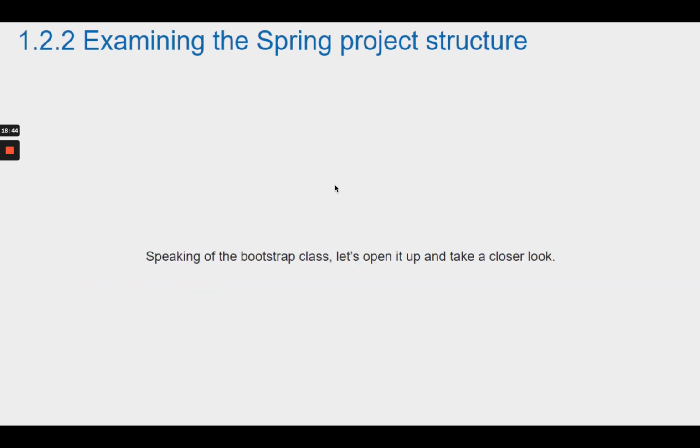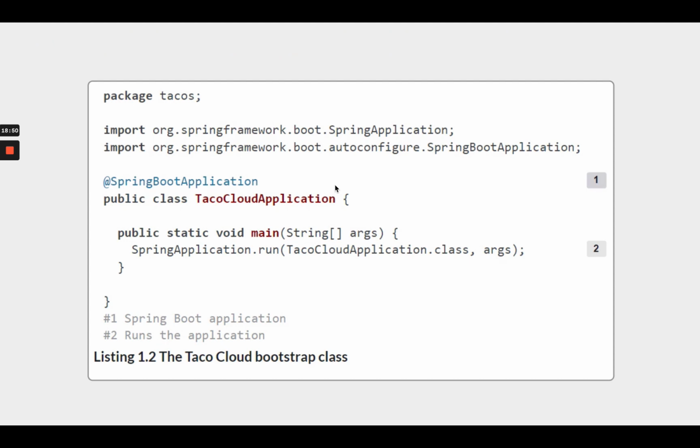Speaking of the Bootstrap class, let's open it up and take a closer look. Bootstrapping the application. Because you'll be running the application from an executable jar, it's important to have a main class that will be executed when that jar file is run. You'll also need at least a minimum amount of Spring configuration to bootstrap the application. That's what you'll find in the TacoCloudApplication class, shown in the following listing.